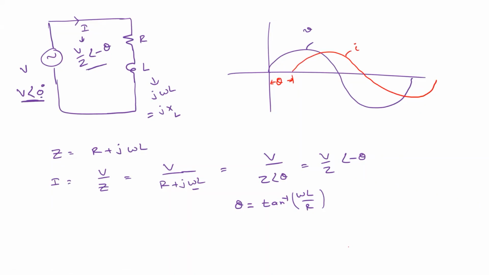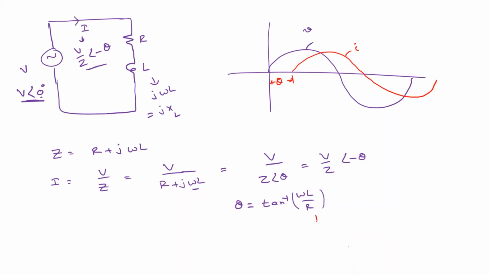You need to understand the difference. When you have only resistance, both current and voltage are in phase. When you have only inductance, the current lags by 90 degrees. But when you have a combination of resistance and inductance, depending on their values, that angle is theta, where theta is tan inverse omega L by R.